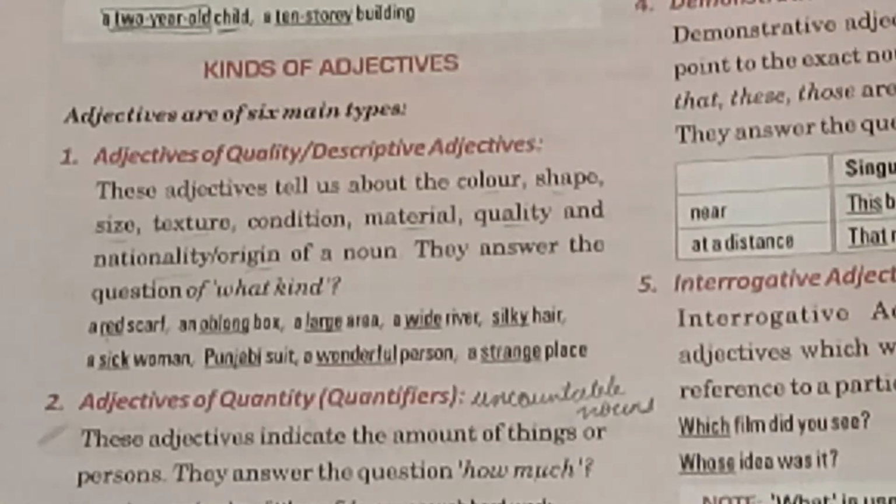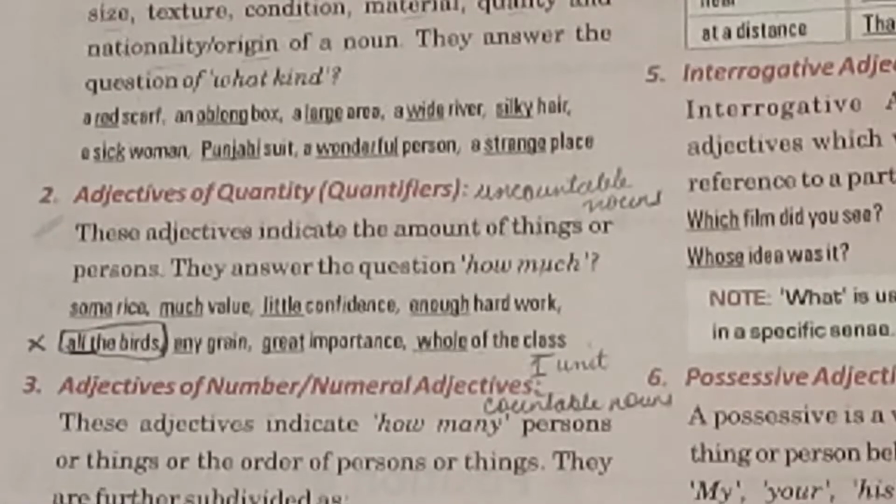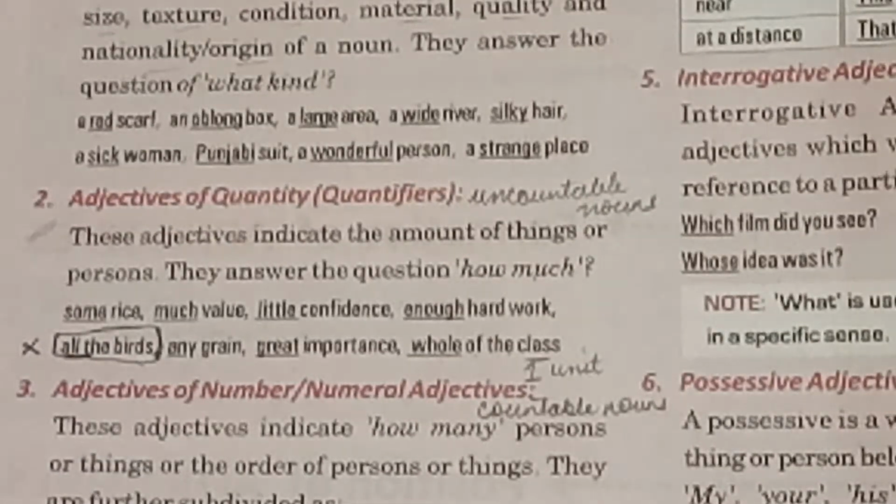Now come to adjectives of quantity or the quantifiers. The quantifiers or adjectives of quantity are used for uncountable nouns. Right? They indicate the amount of things or they give the answer to the question, how much. Suppose some rice, much value, little confidence, enough hard work. See, rice, value, confidence, you cannot count these things. These are uncountable nouns and the adjectives used for uncountable nouns are known as quantifiers or adjectives of quantity. Like some, much, little, enough.